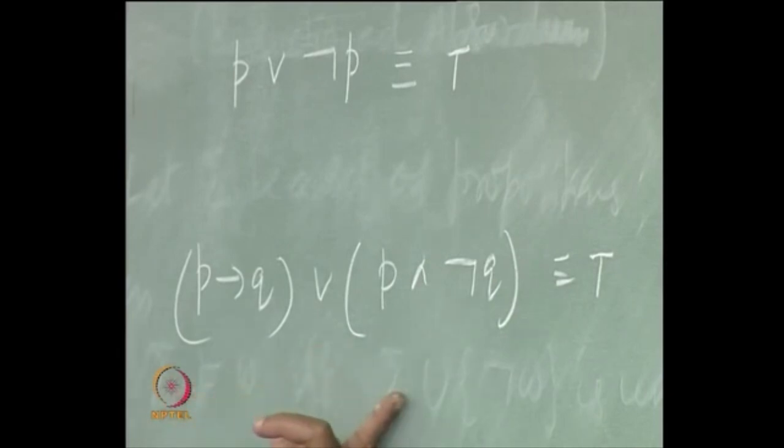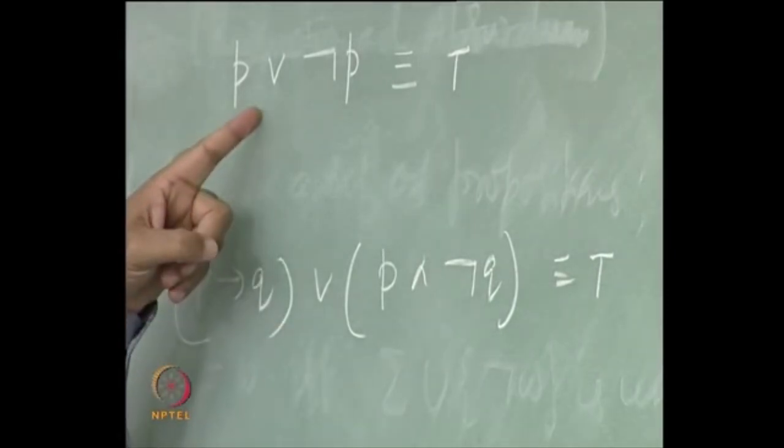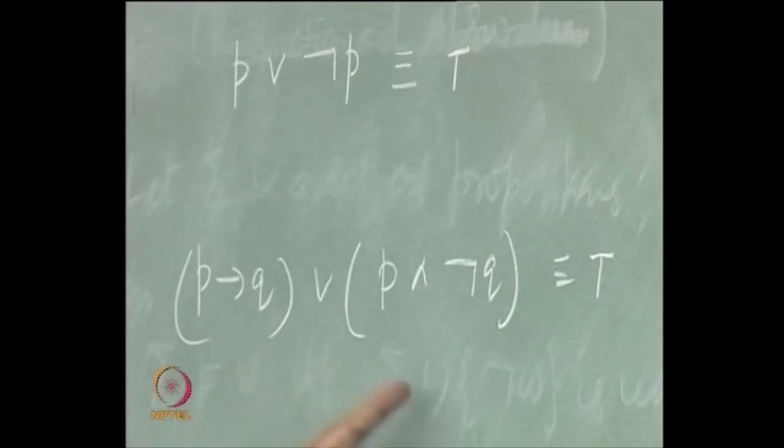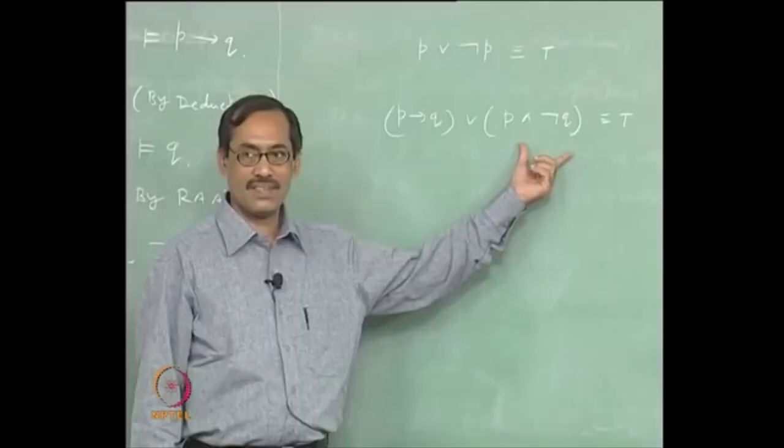Independently you can see that this is valid, but I am not going for that. What I am asserting is that from the law of excluded middle I can derive that this is also valid. So, what does that mean? There is something in my mind. So, you have to read it. Well, negation of P implies Q is P and not Q, that is the law of implication.